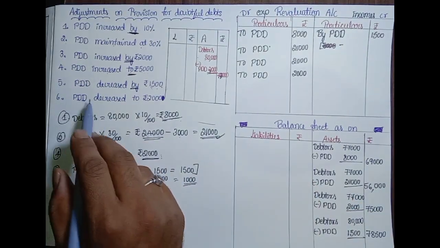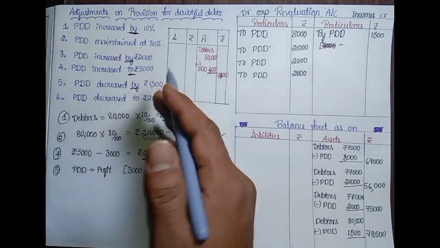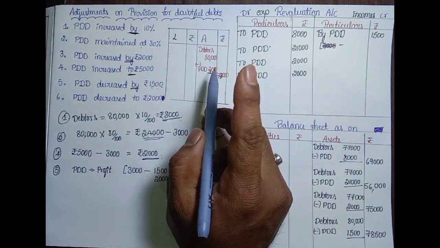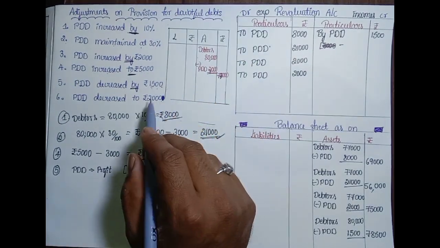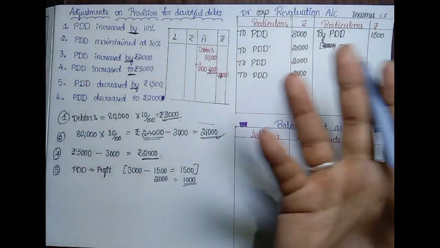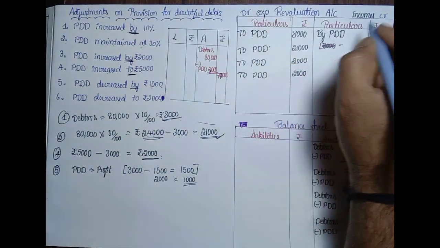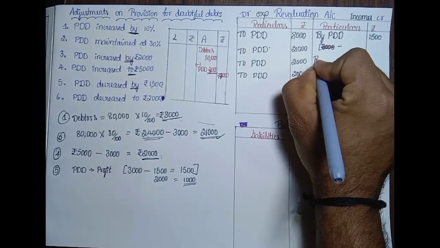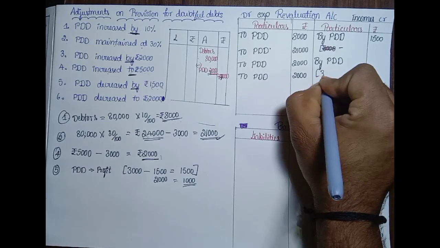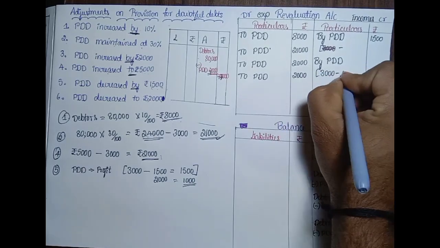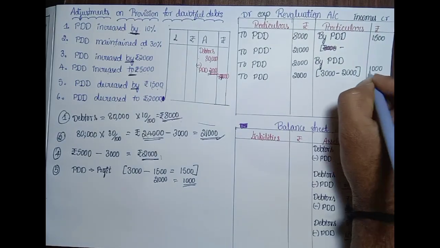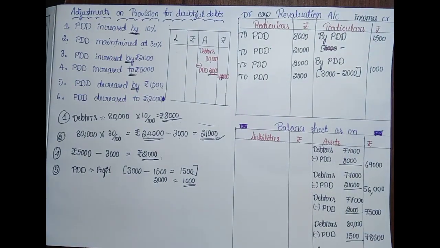And the last one, we are having provision for doubtful debts decreased to 2,000. What they are saying here is we had 3,000 rupees of PDD, now it becomes 2,000 rupees. The remaining 1,000 rupees we can recover, which will become what? Profit. Profit means our income, so we need to take it under the credit side in the revaluation account, that is provision for doubtful debts. Earlier we had 3,000 rupees, now it is 2,000 rupees. Then how much it is decreasing? 1,000 rupees. It will become income.